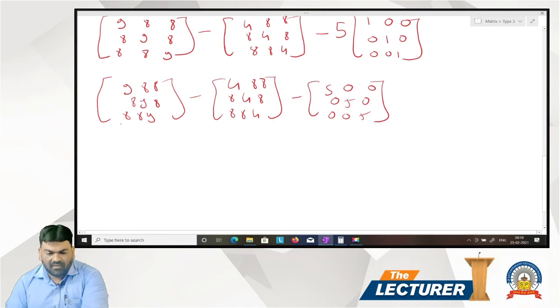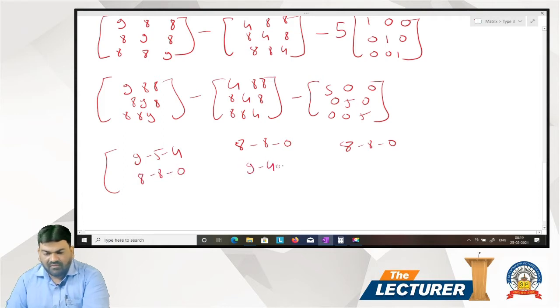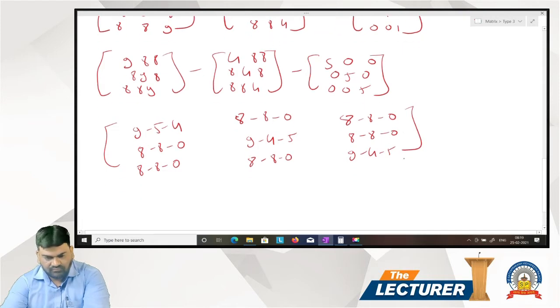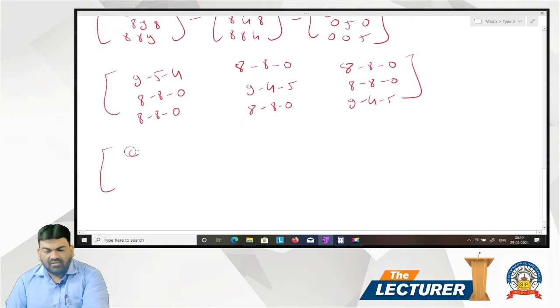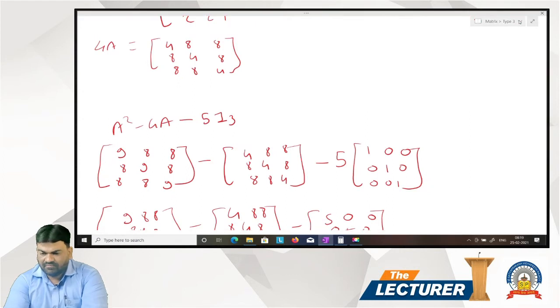So 9 minus 4 minus 5, that is 0. 8 minus 8 minus 0, 0. 8 minus 8 minus 0, 0. 8 minus 8 minus 0, 0. 9 minus 4 minus 5, 0. Again 8 minus 8 minus 0, and so on, and the last element 9 minus 4 minus 5. So every element is 0. This is your answer. Next example.